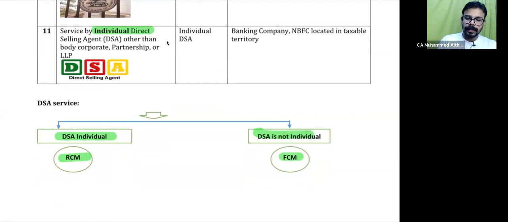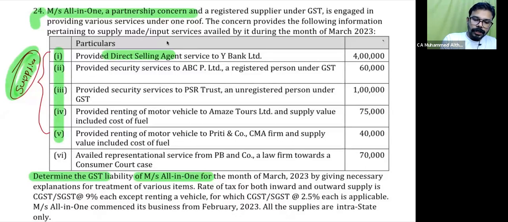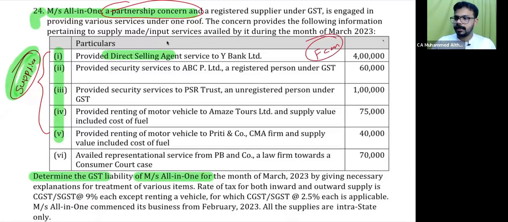Okay. Here, who is a DSA? All-in-One partnership firm, which is a DSA. So tell me, everyone, whether it is FCM or RCM. FCM. So who shall pay the GST? The supplier. Who is the supplier? All-in-One is the supplier, so they have to pay. So we have to add this to the GST liability of the All-in-One partnership firm. I'll show you the answer last. First of all, I'll show you how to do it, then I'll show you the answer later. Ready? So here it is FCM and this All-in-One partnership firm shall pay the GST.